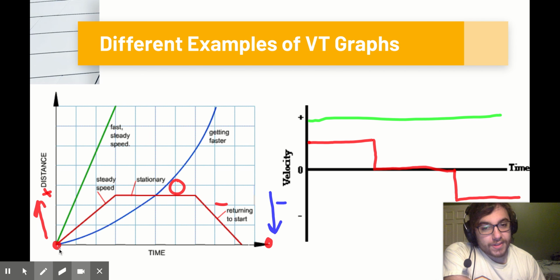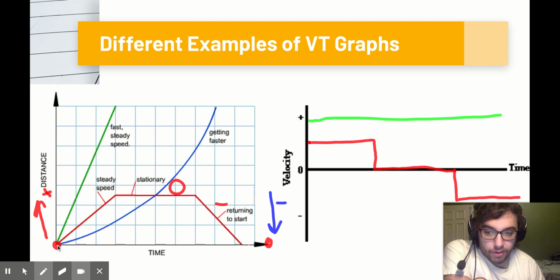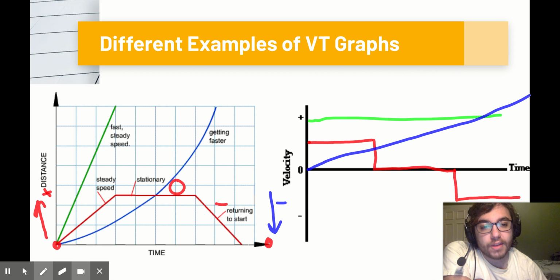Last one is something brand new. What we have here is something that isn't a constant slope. In fact, it's getting faster. When it's getting faster, we know the velocity will be increasing over time. So what this will actually look like is something like this, right? It'll look like any sort of line that is going in a positive direction that is constantly increasing.